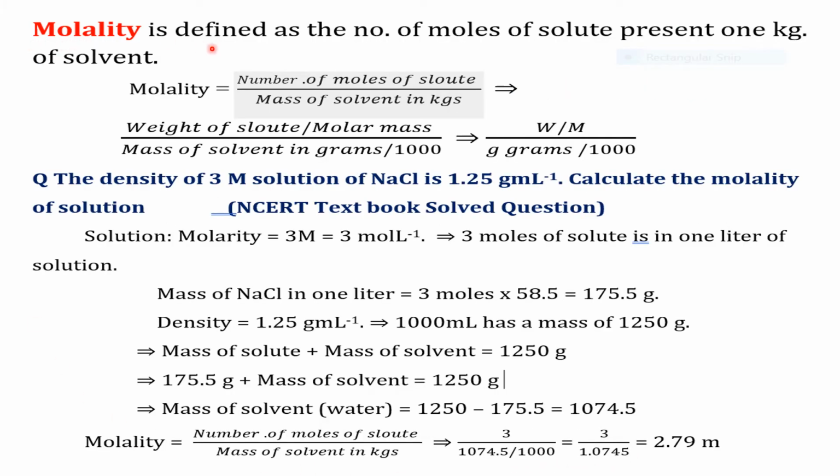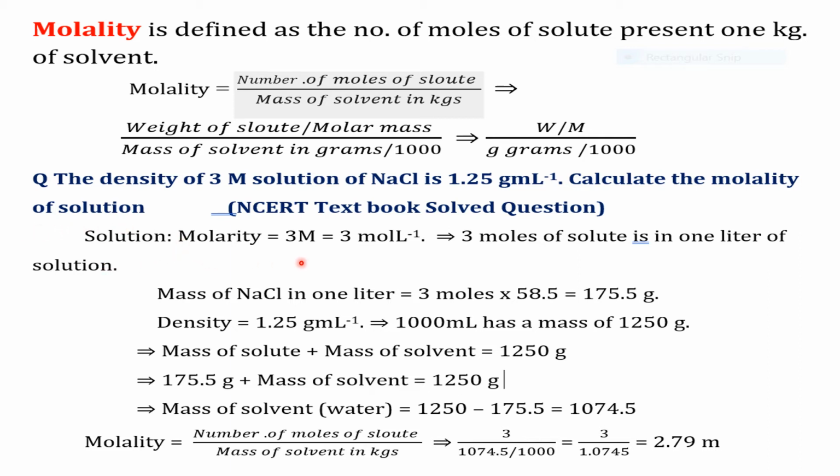Molality. Molality is defined as the number of moles of solute present in 1 kilogram of solvent. Molality equals number of moles of solute by mass of the solvent in kilograms. So which is equal to W by M by G grams by 1000. Now let us do one calculation based on molality. The density of a 3M solution of sodium chloride is 1.25 gram per milliliter. Calculate the molality of solution.